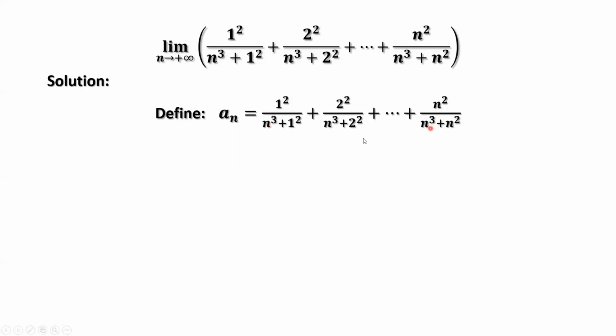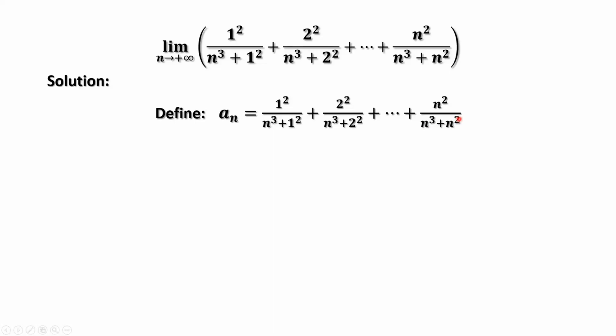The right-hand side, we have n terms. Each term has a different denominator. We need to find a common denominator for the right-hand side. How? We increase each denominator to the largest denominator, which is n to the power of 3 plus n squared.